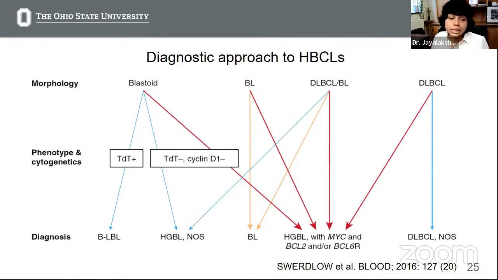So if a lymphoma is blastoid in appearance and does not have any of the FISH or cytogenetic abnormalities such as MYC, BCL2 or BCL6 gene rearrangement, and it is TdT positive, remember the clause, it has to have TdT, then it is lymphoblastic leukemia/lymphoma. If it is blastoid but TdT negative and cyclin D1 negative and no MYC, BCL2, BCL6 rearrangements, it becomes a high-grade B-cell lymphoma, not otherwise specified. But if it has hits and TdT is negative, it is double hit or triple hit lymphoma.